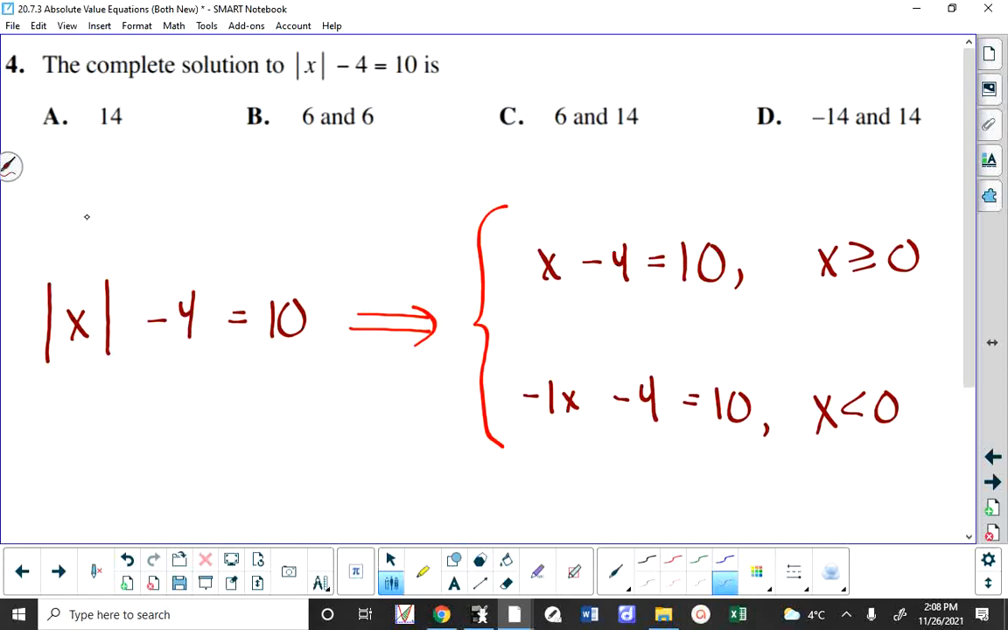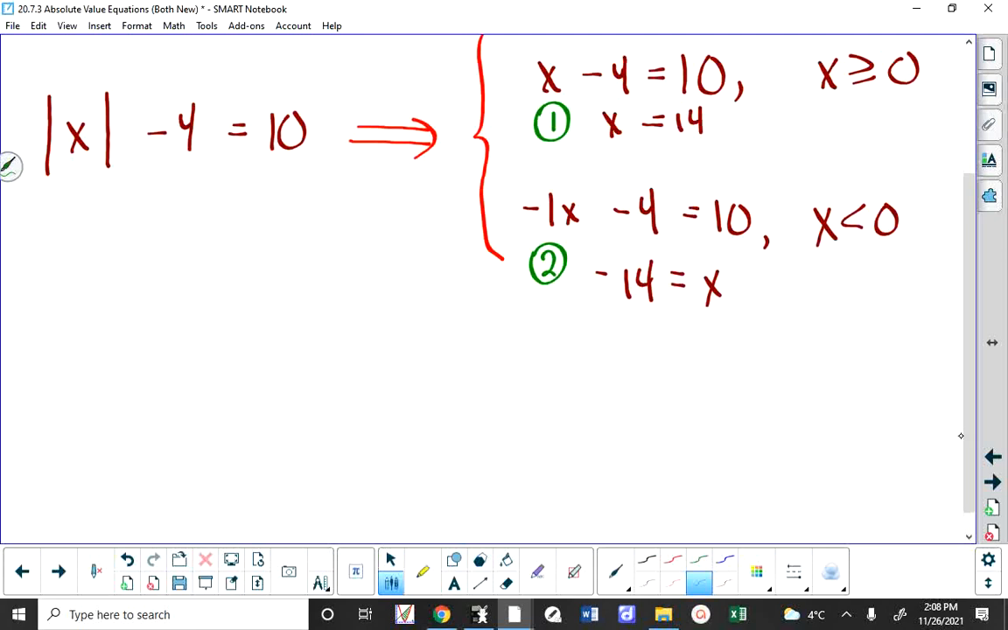So what happens when we solve this equation? Well, we get x equals 14. What happens when we solve this equation? Well, I can add x to both sides to get x on the right side and subtract 10 and get negative 14. This is in reference to equation 1. This is in reference to equation 2.